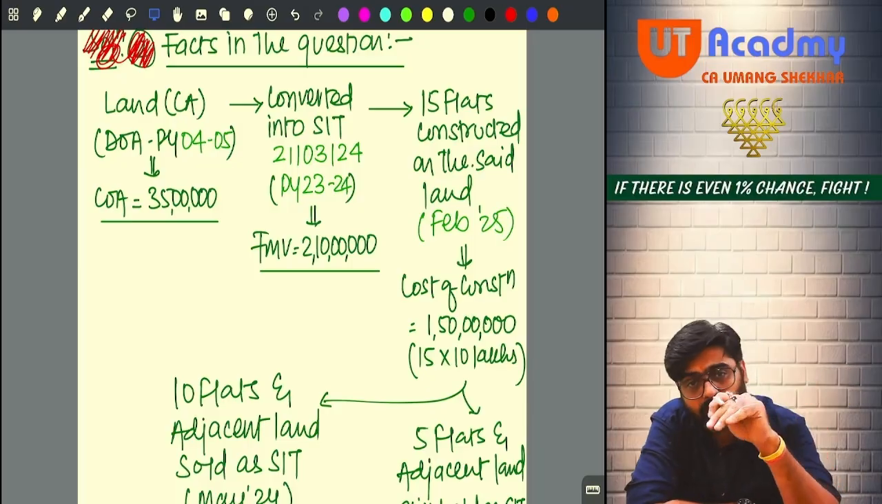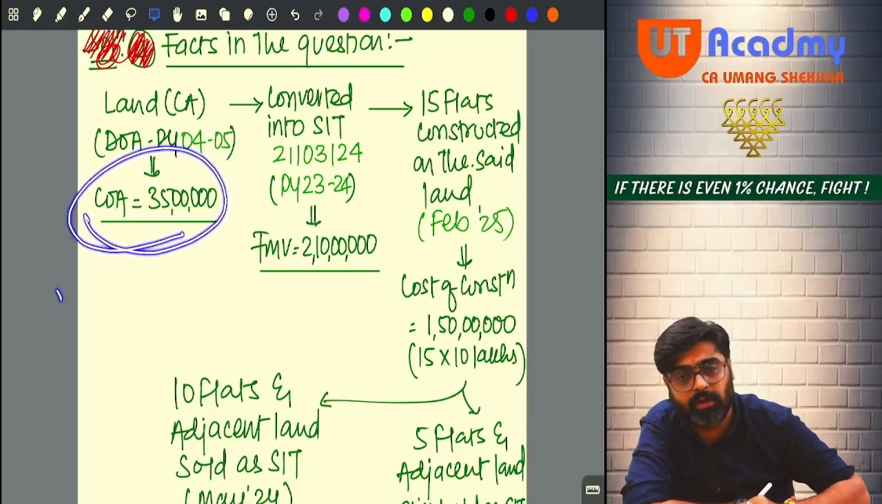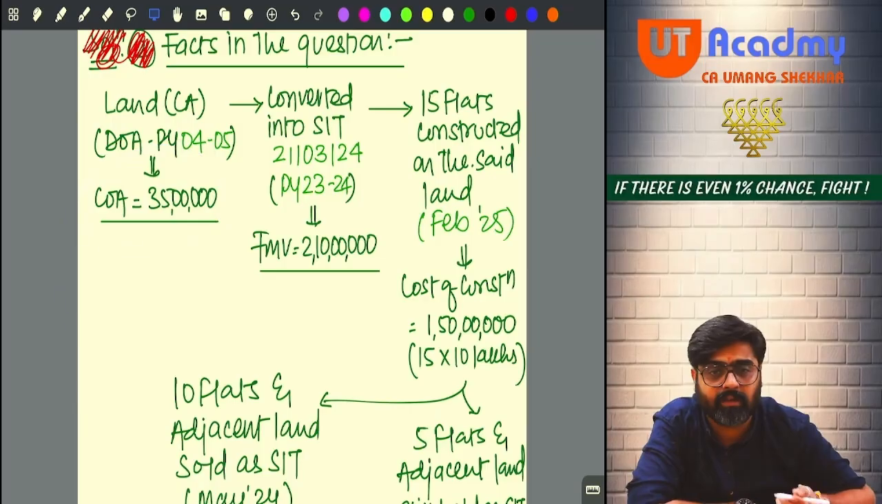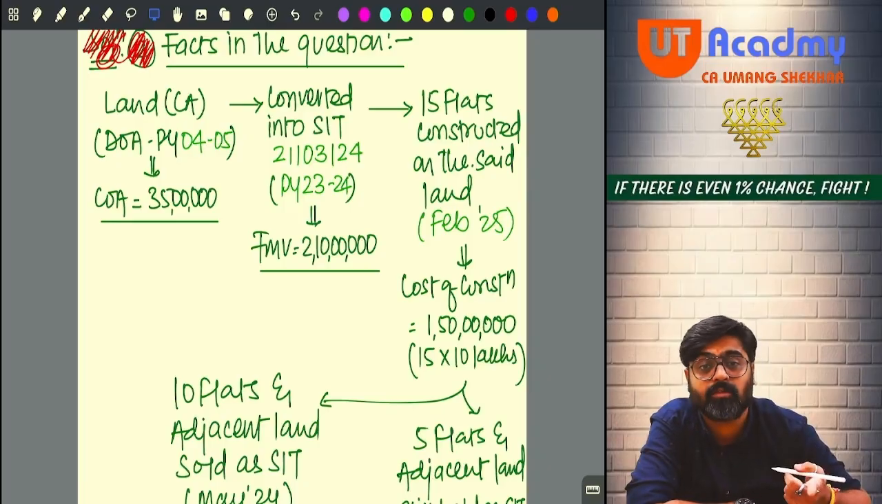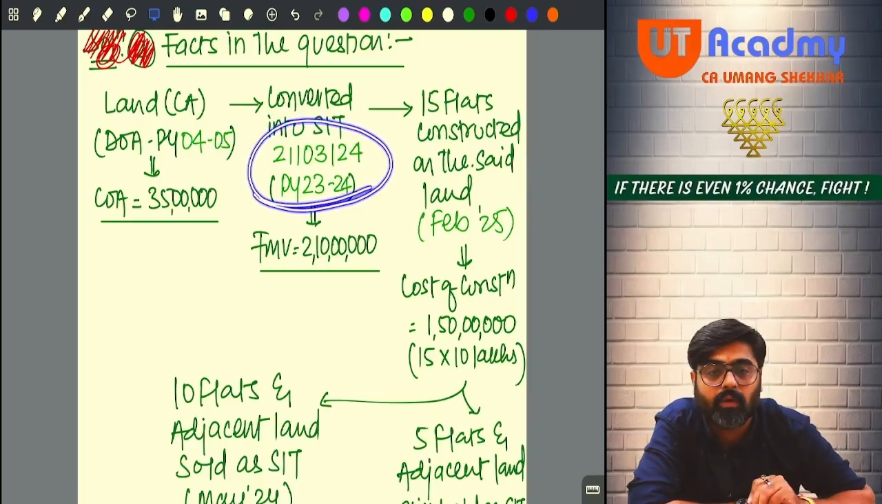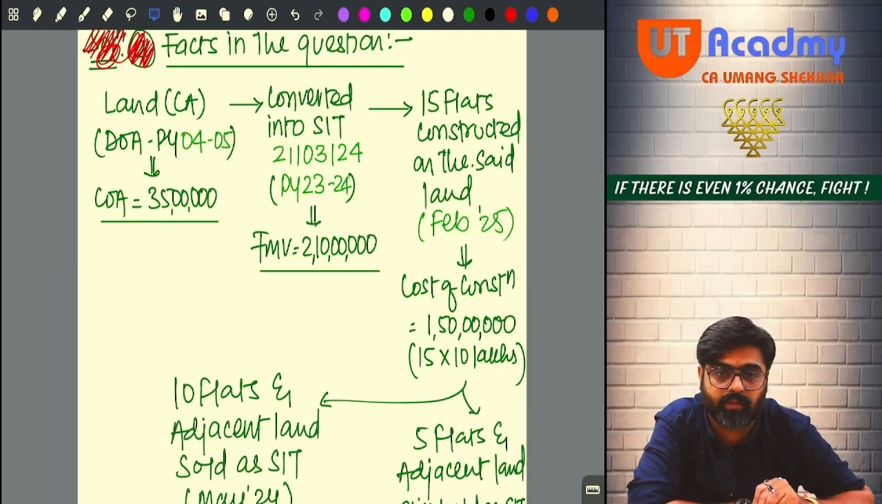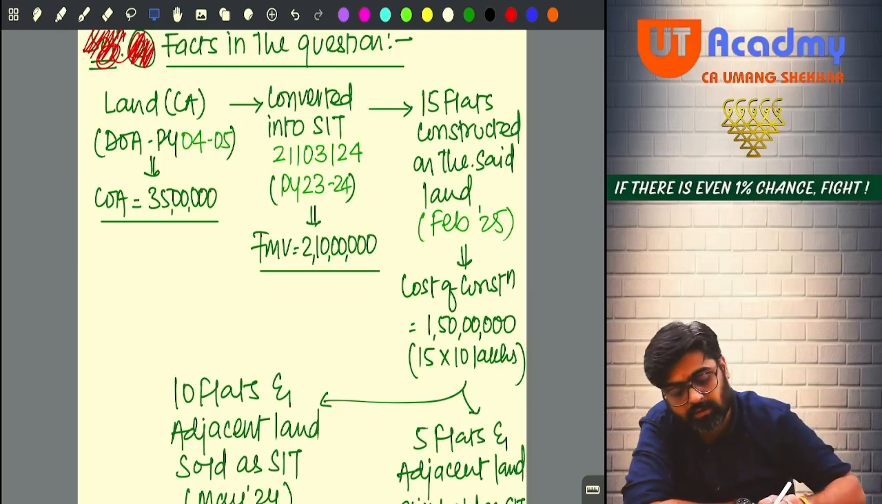And now I know the cost of the land. I have to reduce this only. But will I index it? The answer is yes. I will have to index it also, because the conversion, the transfer, takes place prior to 23rd July 2024. So I will have to now index the cost also.